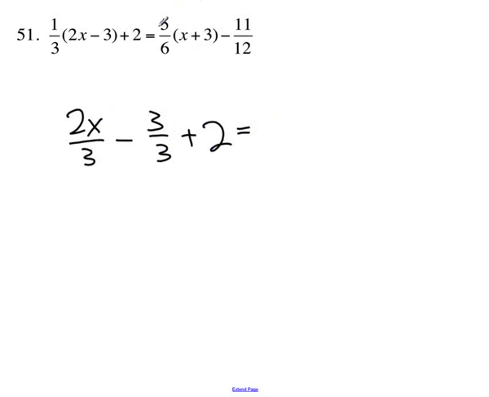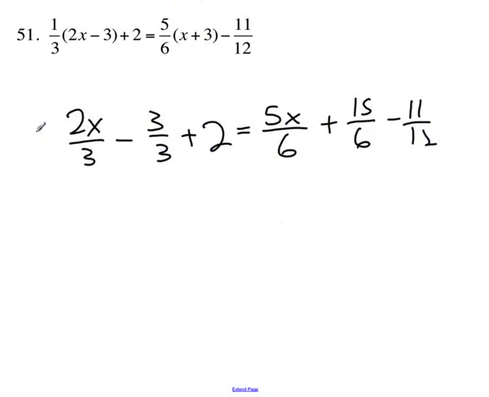So this is going to be 5/6 x, which, if we want to do it the same way as this, is just 5 times x, which is 5x, over 6 over 1, which is 6, plus, and this is going to be 15 over 6, minus 11 over 12.